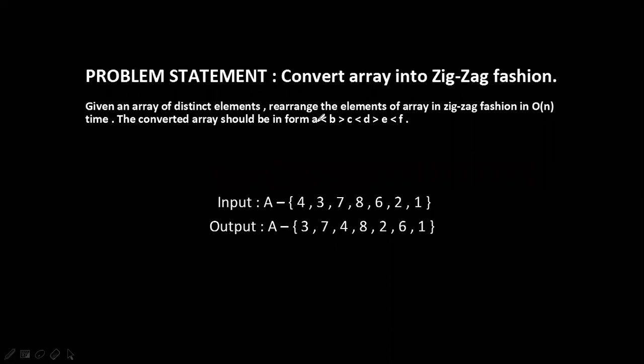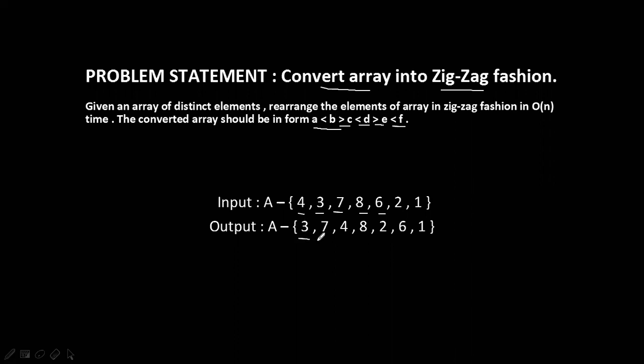Now the problem statement. So now from this question onwards, our interview questions are getting started. Okay, so now our problem statement is this: convert an array into zigzag fashion. Now zigzag fashion is something like this: a less than b greater than c less than d greater than e less than f. Now input is 4, 3, 7, 8, 6, 2, 1.